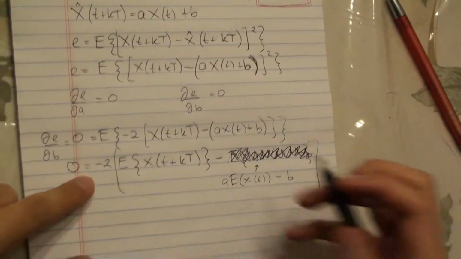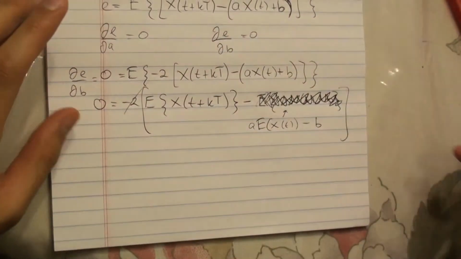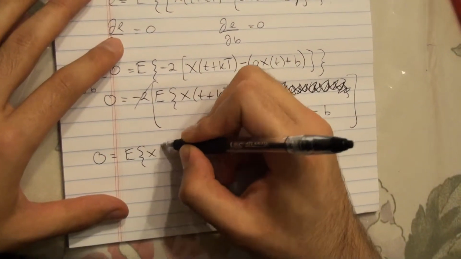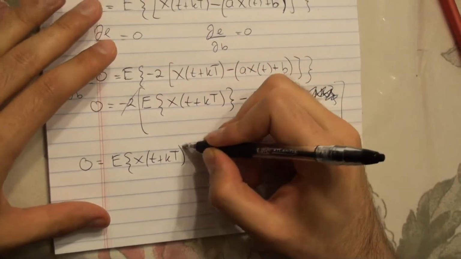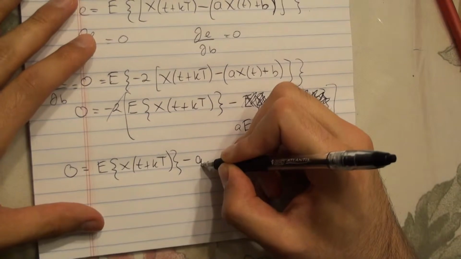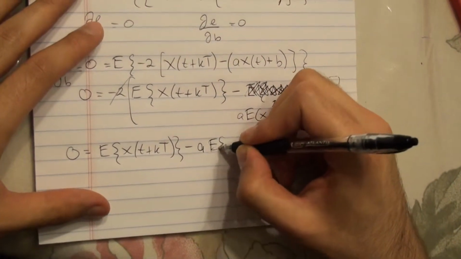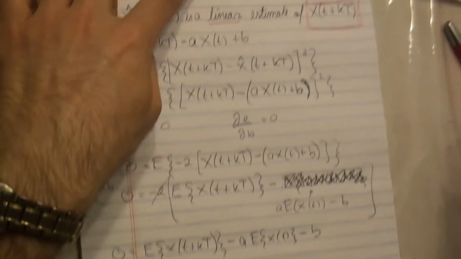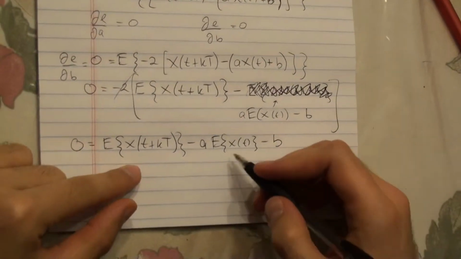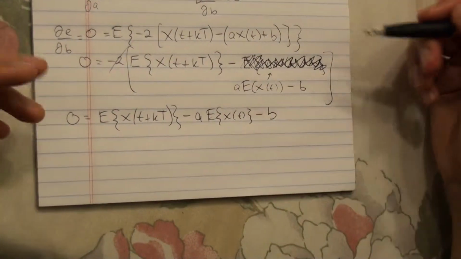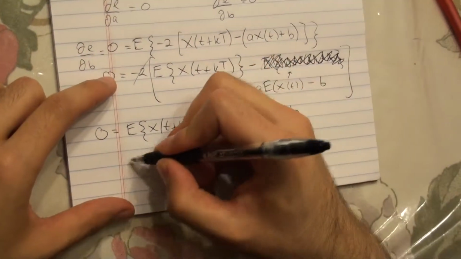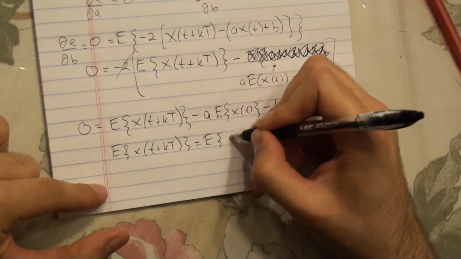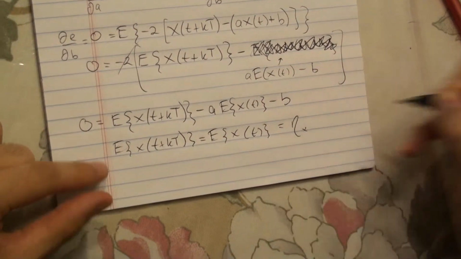So now we can get rid of this 2, divide both sides by minus 2, this goes away. So we're left with 0 equals expected value of x of t plus kT, minus a expected value of x of t, minus b. So now, because x of t is WSS, we know that the expected value of a WSS function is always equal to a constant. So the expected value of x of t plus kT is equal to this expected value, which is equal to some constant which I'll call eta x.